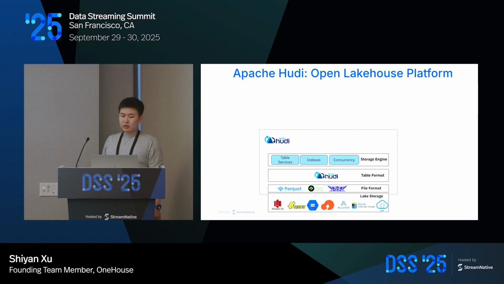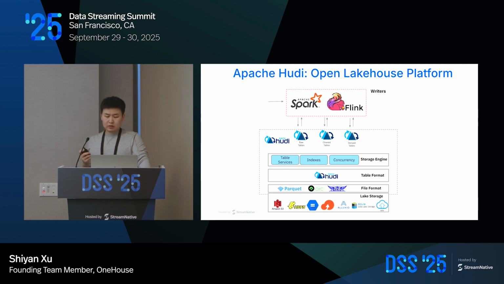And to make the data universally accessible, Hudi implements a catalog sync mechanism. This mechanism is able to register Hudi tables with multiple data catalogs, which enables a wide range of query engines, which unlocks the data for all kinds of analytical queries.